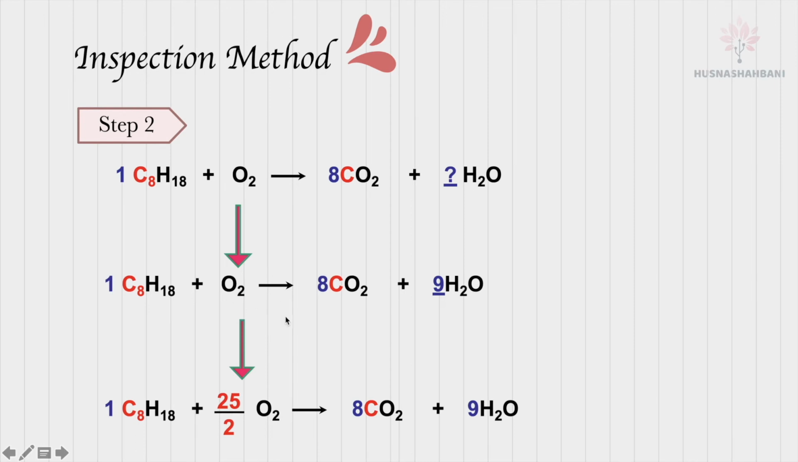Now check the oxygen. On the oxygen, we have 2 oxygen on the left, but 16 plus 9 oxygen on the right. So we need 25 oxygen on the left because you have 25 in total oxygen on the right. So 25 over 2, so you cross out this number 2 and this number 2, so you have 25 oxygen in total on the left and 25 oxygen in total on the right side. Balanced.